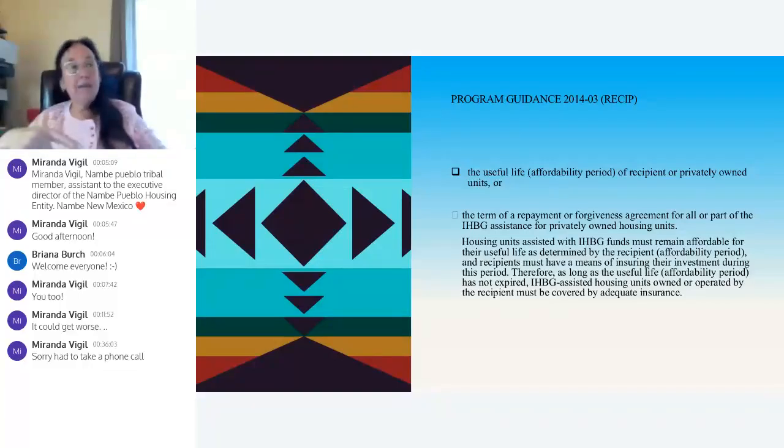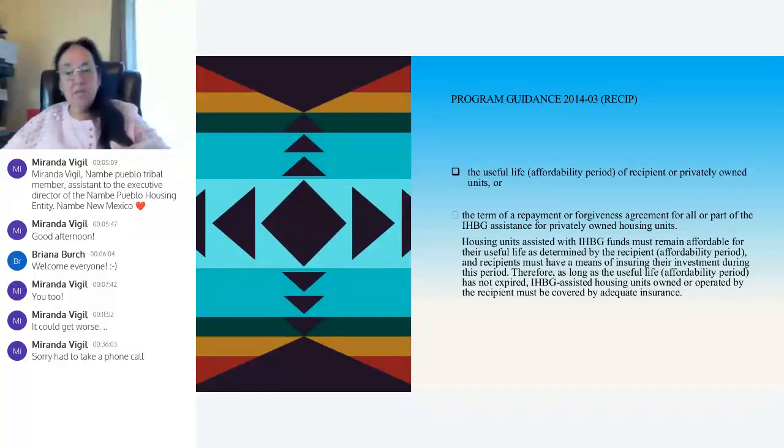The useful life, so that's the affordability period of the recipient or privately owned unit, so it depends on what you've picked. Your useful life, we're going to talk about that in a minute, is listed in your IHP. The term of repayment or forgiveness agreement for all or part of the IHBG assistance for privately owned housing units. Housing units assisted with block grant funds have to remain affordable for their useful life as determined by the recipient. That affordability period, you as a recipient have to have means of ensuring your investment during that period.